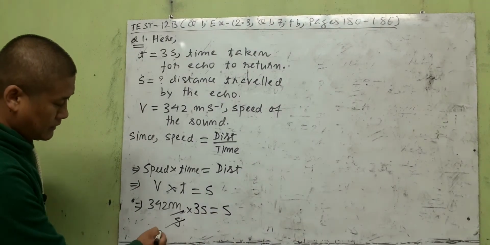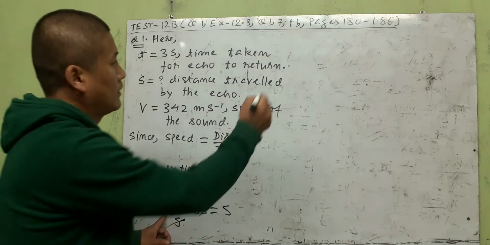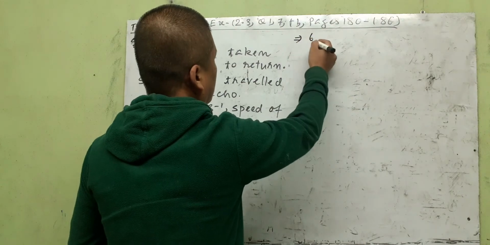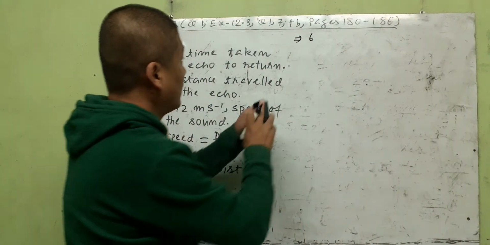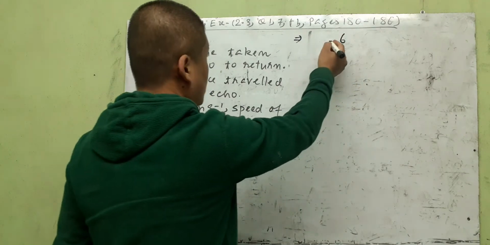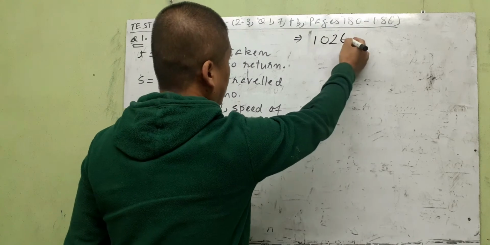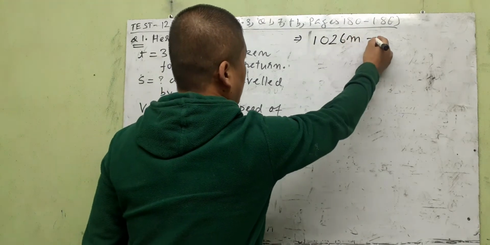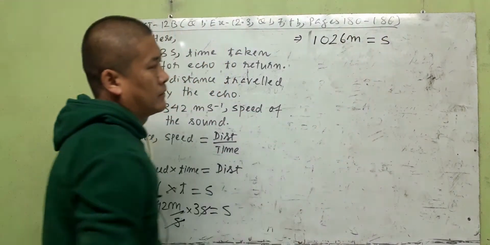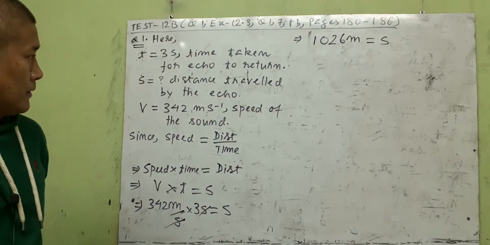So that way we can cancel this second and second up and down, and 3 2s are 6, right? 3 2s are 6. We have to start from the right corner. 3 2s are 6, 3 4s are 12, 1 in hand, 3 3s are 9 plus 1 is 10, so 1026 meter is equal to S, which is the actual distance covered by the echo.